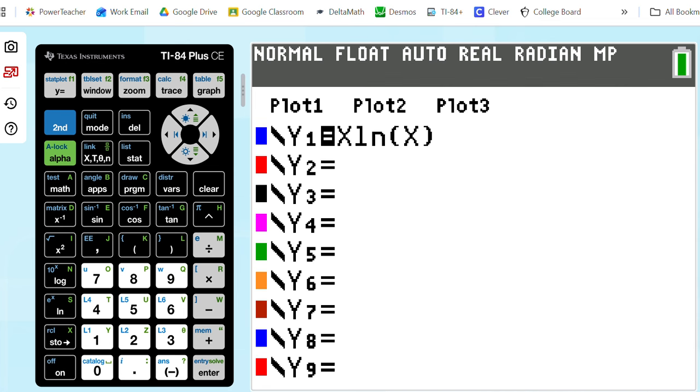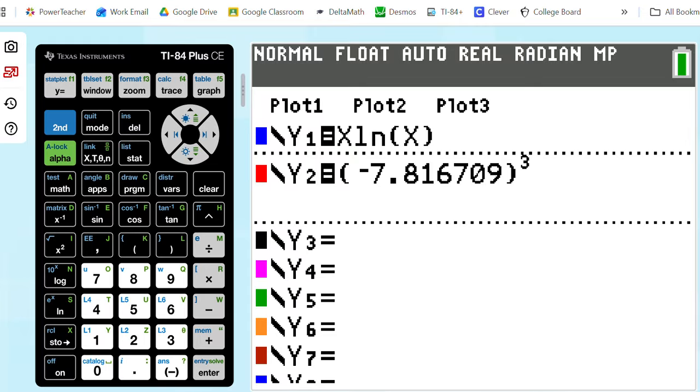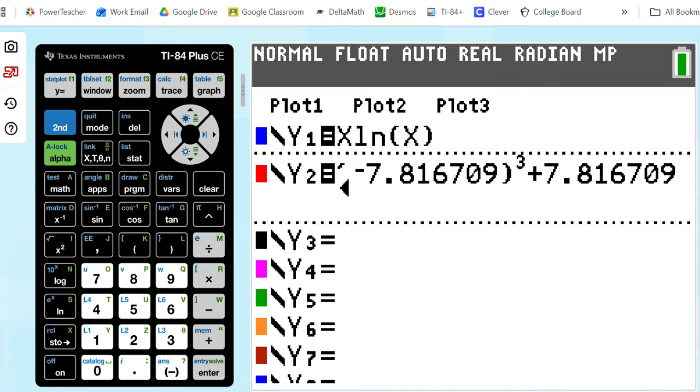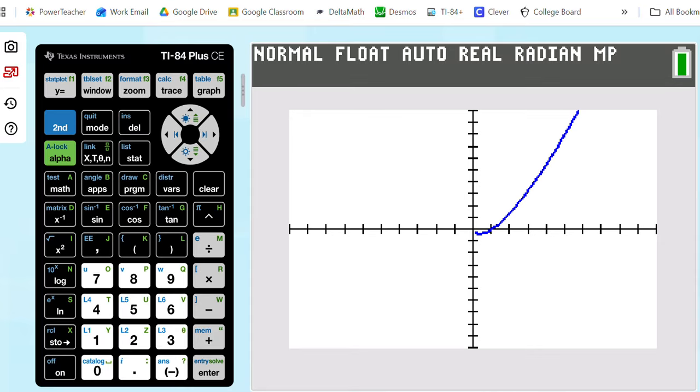And then our other function that we're going to use is the other side of it, which was negative 7.8166709, and then that's being cubed, and then it was plus 7.816709x. Now we'll graph those 2 functions, and when we graph them, it looks like it's really only graphed one of them. So it doesn't look like there's any intersection point here.